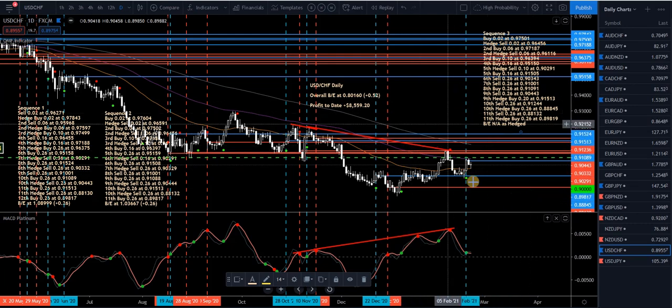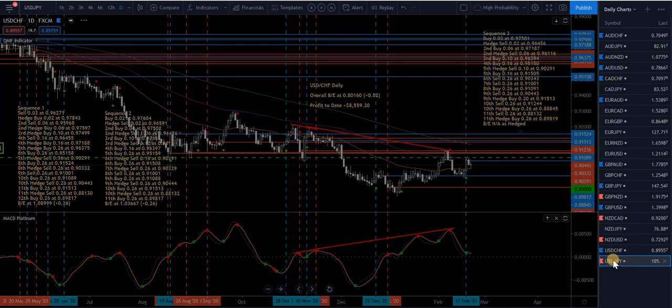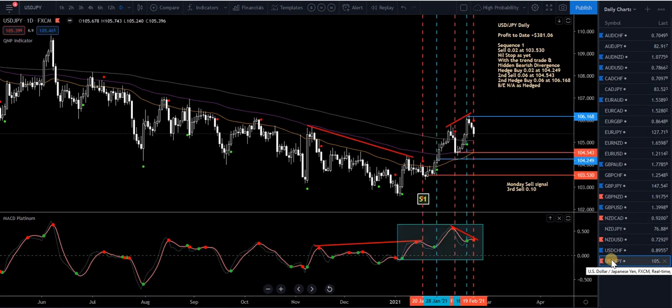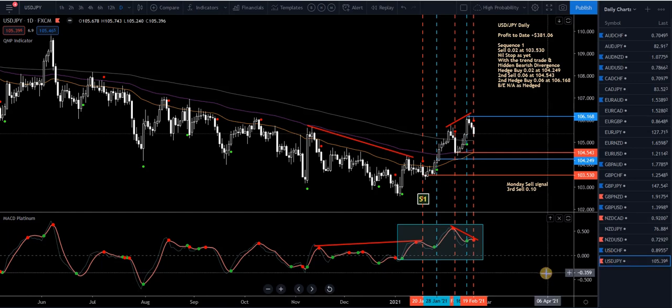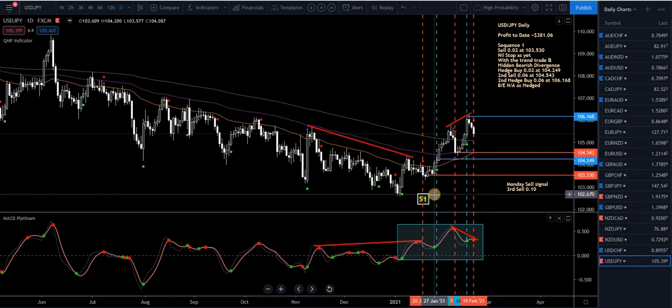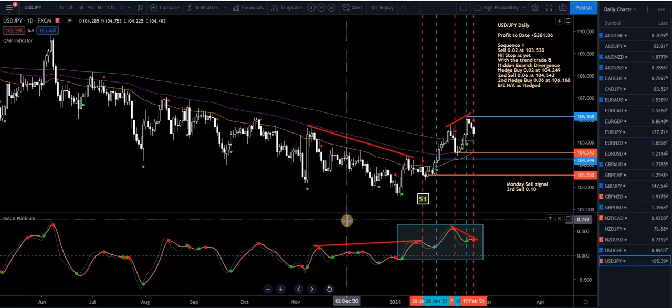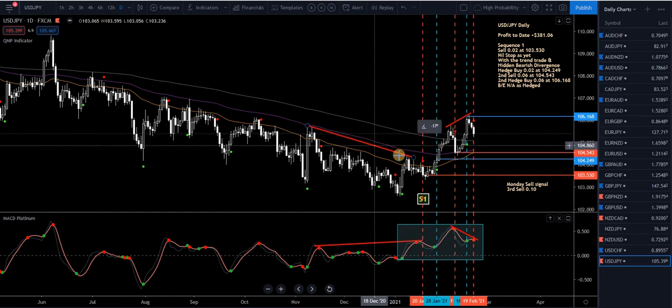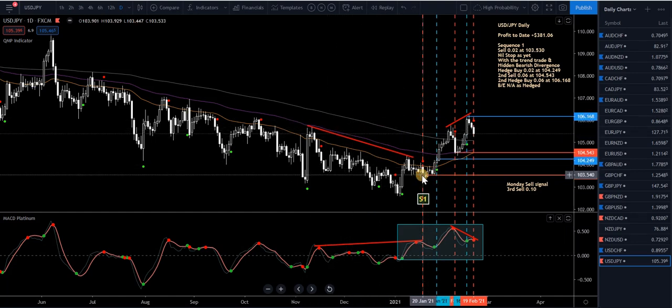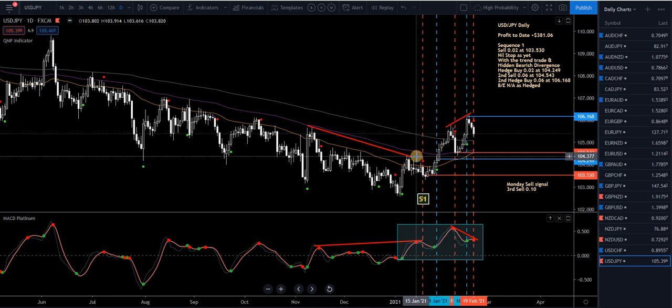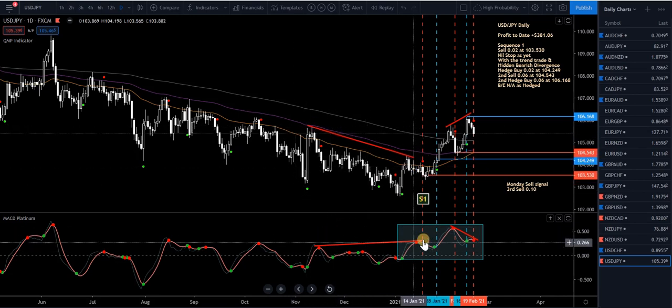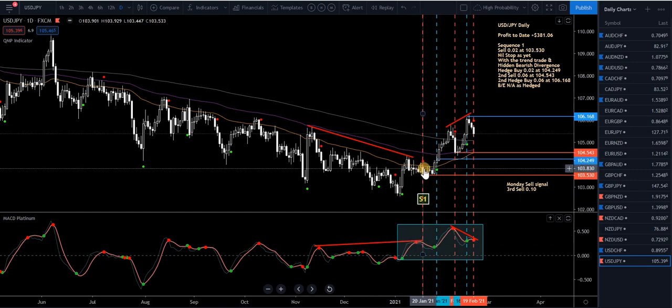So most of your traders should be just looking at the right edge of the chart and the recent trades, which brings me to the USD Japanese Yen, which is a trade that I'm hedging sequence I'm in, which I'm happy to be in because it was initially based on hidden bearish divergence. So we'll go through it. Here was my first sell here. Lower highs on price, higher highs on the MACD Platinum.